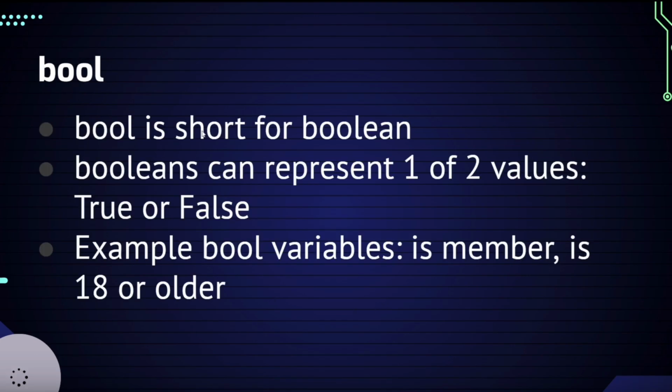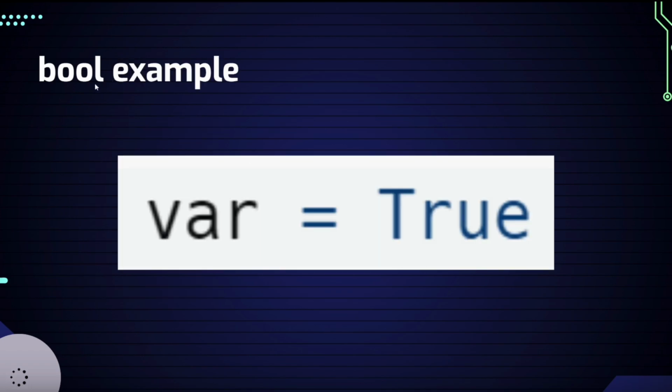So bool is short for Boolean, and Booleans can represent one of two values, true or false. An example of bool variables could be is member or is someone 18 years or older. So an example of Boolean syntax would be var as a variable name, equals sign as the initialization, and then true is one of the two values that you could put as a bool.